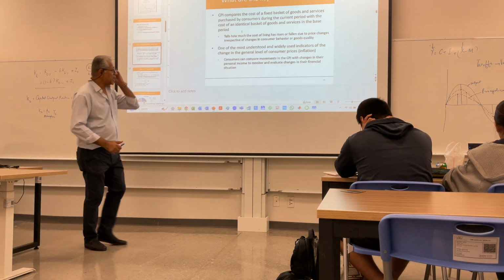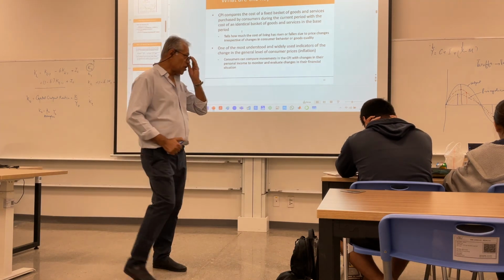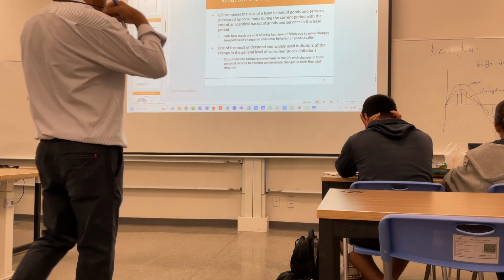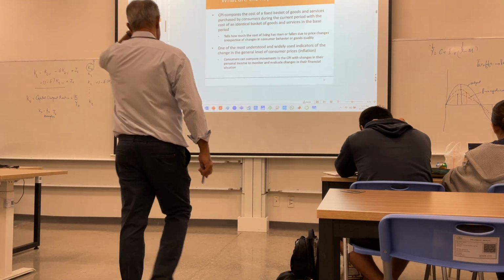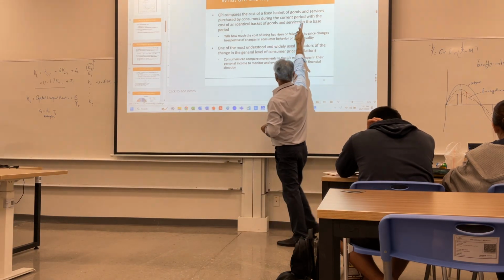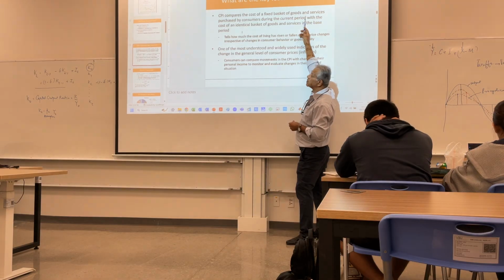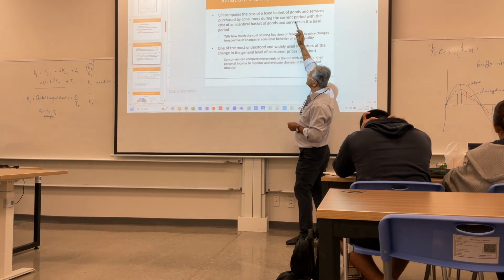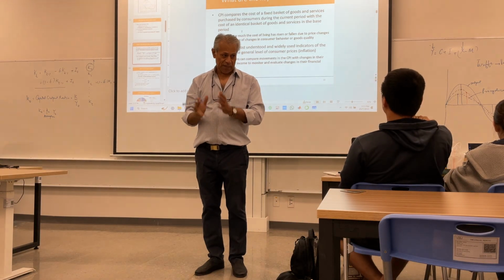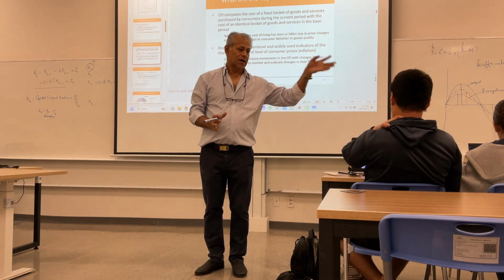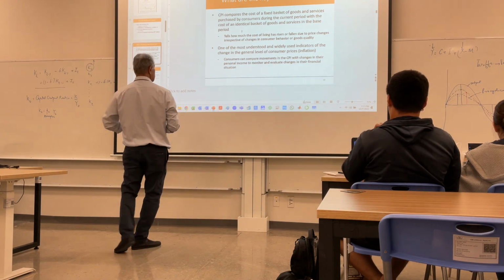So what is a CPI index? It compares the cost of a fixed basket of goods and services purchased by consumers during the current period with the cost of an identical basket of goods and services in the base period. Notice the different parts of the definition. It is a fixed basket of goods and services that is being compared. How much does it cost to buy this fixed basket in this period versus some base period in the economy.